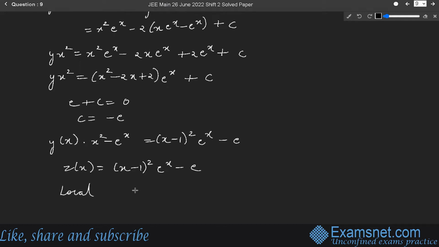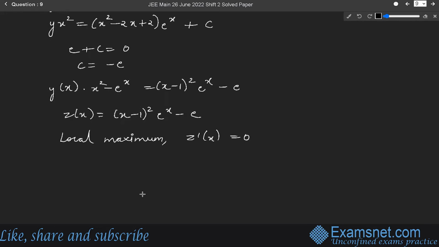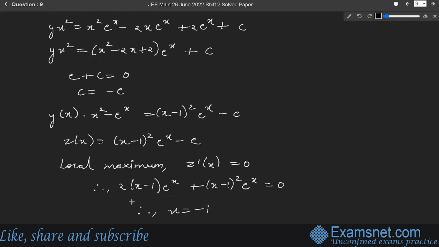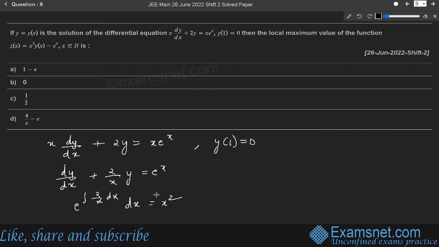Now, for the local maximum value, z'(x) will be equal to 0. Therefore, 2(x − 1) e^x + (x − 1)² e^x is equal to 0. Therefore, we can say that x will be equal to −1. Now, talking about the local maximum value, z(−1) will be equal to 4/e − e. Therefore, we can say that the correct option here is option D. I hope this question is clear to you.